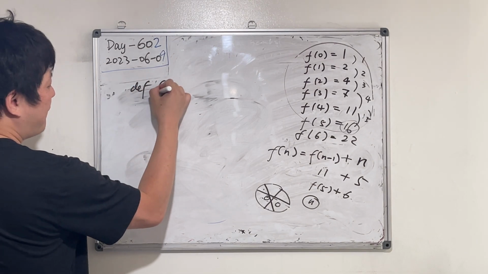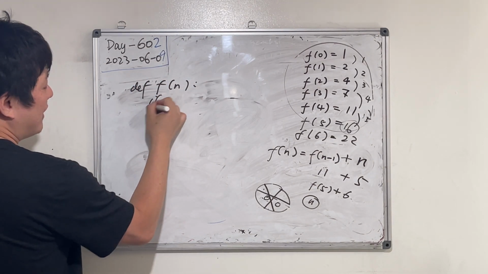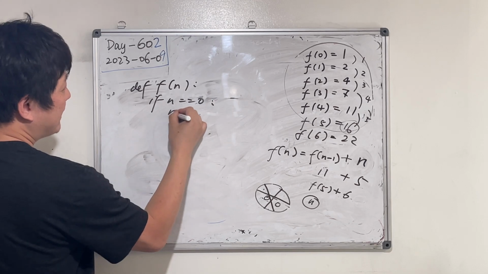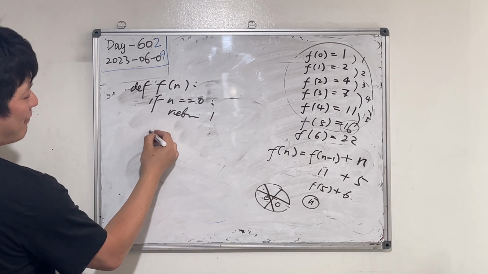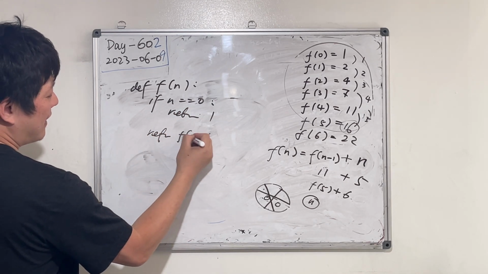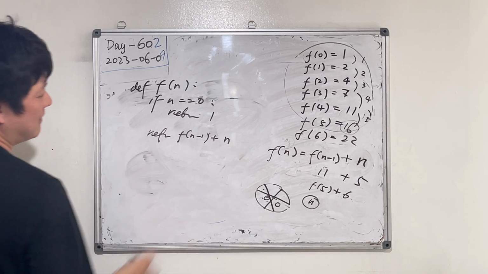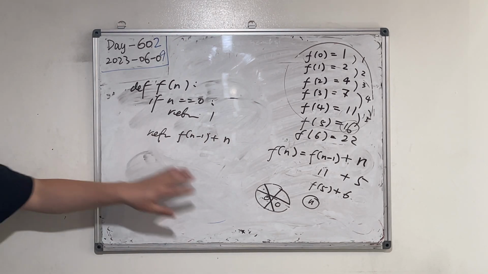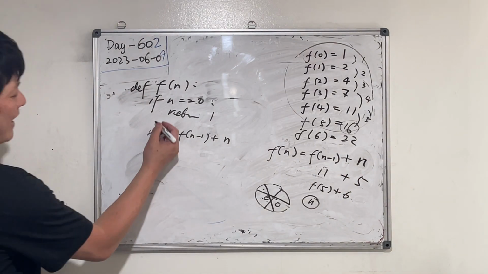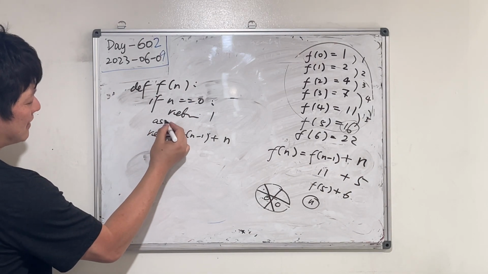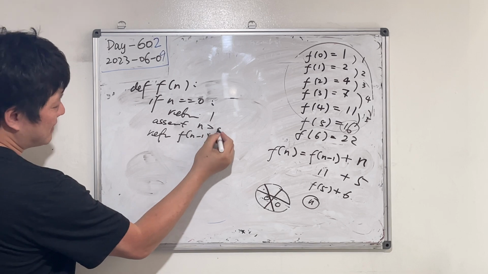Define f(n). If n equals 0, return 1. Otherwise, return f(n-1) plus n. That's it. This is the Python code to implement this. Obviously, n needs to be positive, right? So we need to assert n bigger than 0.